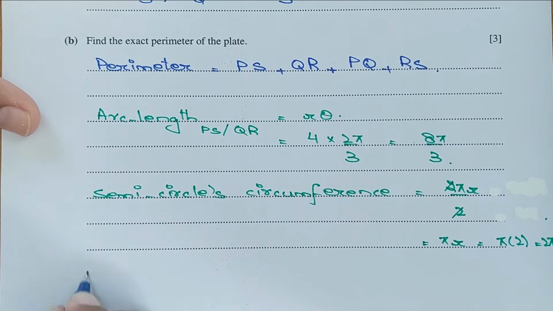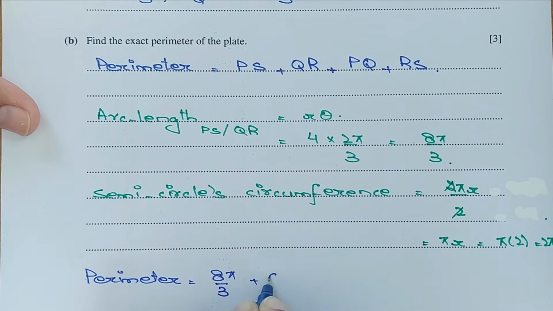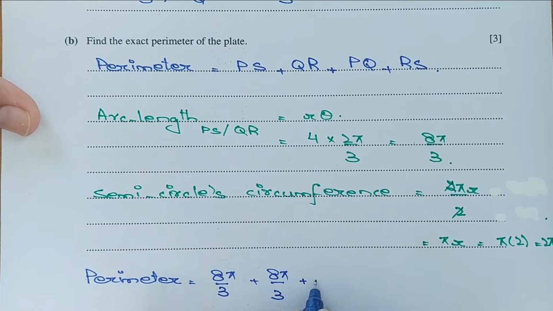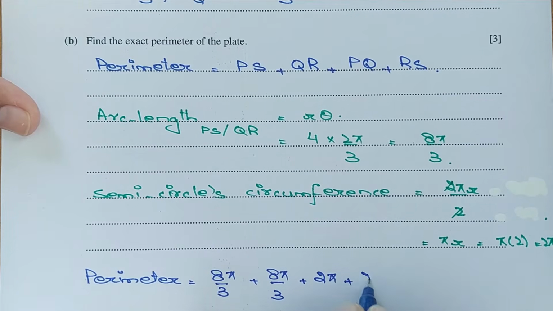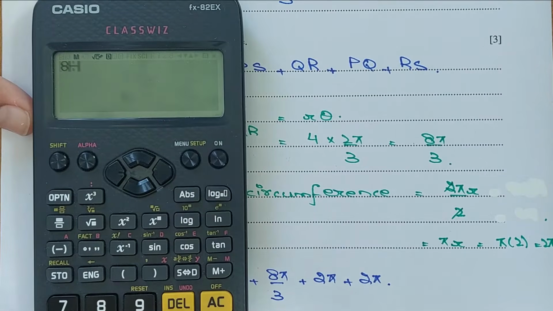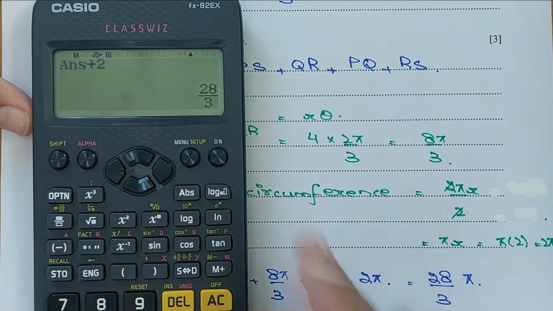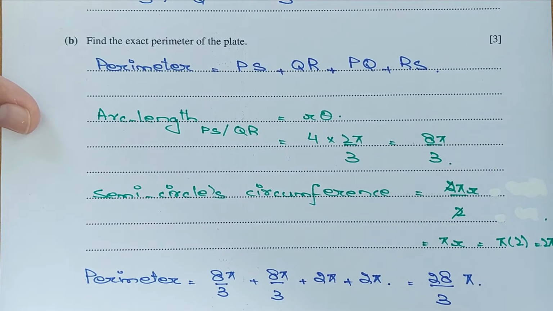Now let me solve for the perimeter. Sum of all sides is equal to 8 pi by 3, the arc length, plus 8 pi by 3, the arc length, and the semicircle circumference is 2 pi, plus the other is 2 pi. Right. Now let me simplify. We have 8 by 3 plus 8 by 3 plus 2 plus 2, which is 28 by 3 pi. This is the exact perimeter of the metal plate.